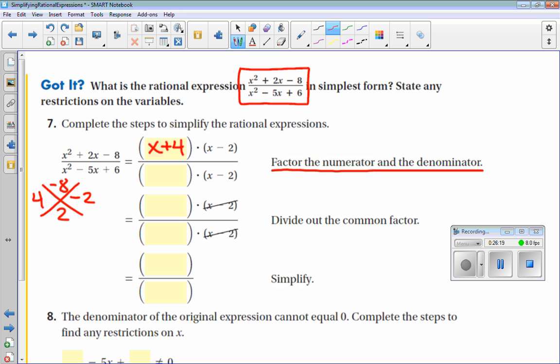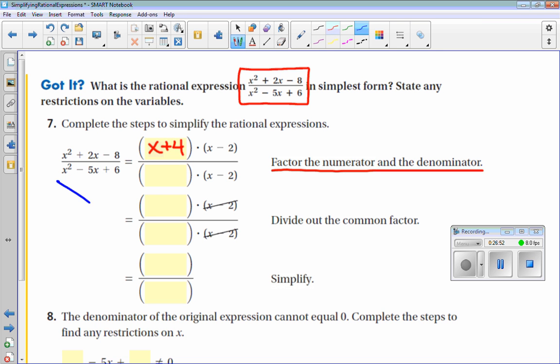I also need to factor the denominator. So I'm just going to do a little erasing here. We want two numbers that multiply to be 6 and add to be negative 5. 6 and a negative 1. Good, a positive, no, not a negative 6 and a positive 1. That doesn't work. That negative 6 and positive 1 gives you a negative 6 here. So that doesn't work. 2 and 3.